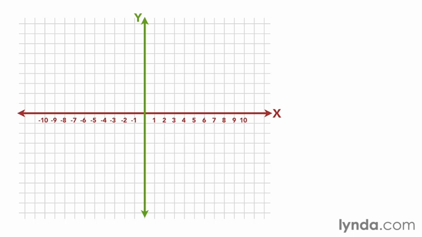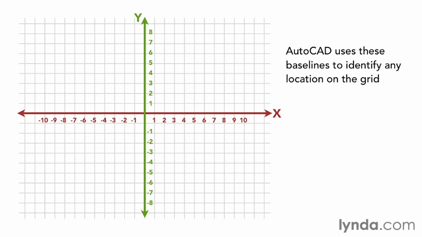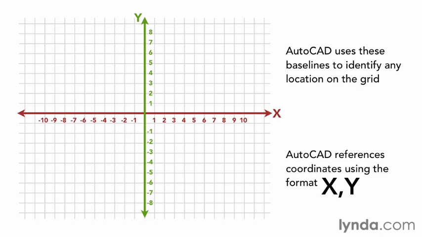There is a second baseline that runs north-south. It's called the y-axis, and it also represents a number line. Everything above the x-axis is considered positive y. Everything below the x-axis is considered negative y. AutoCAD uses these intersecting baselines to identify all points on the grid. It does this through the use of coordinates, and AutoCAD references coordinates using the format x, y.